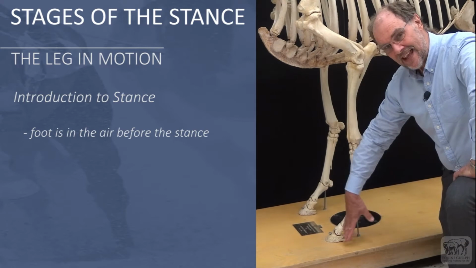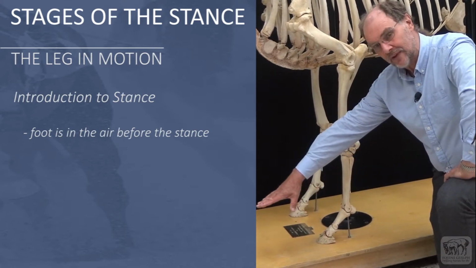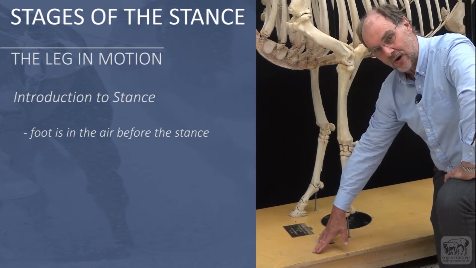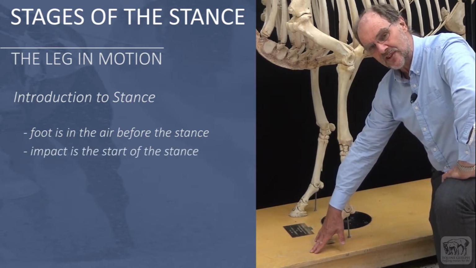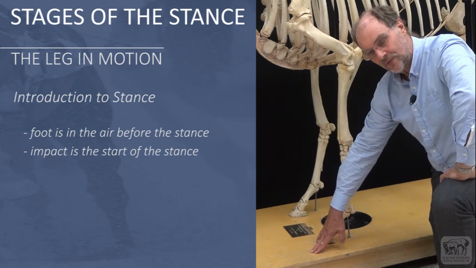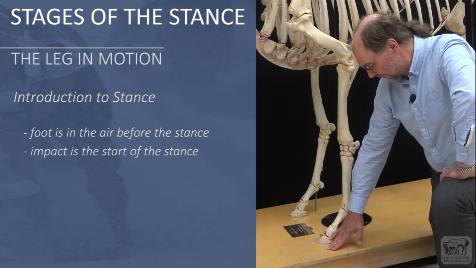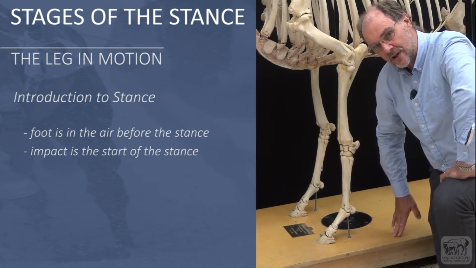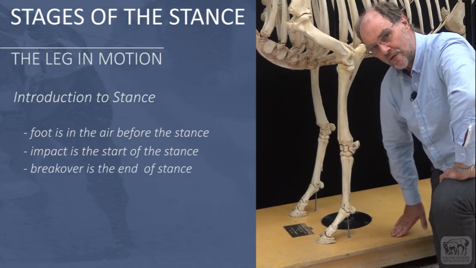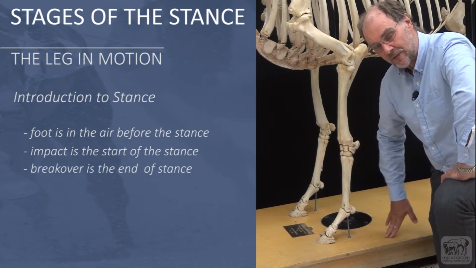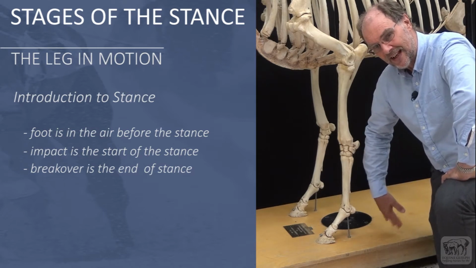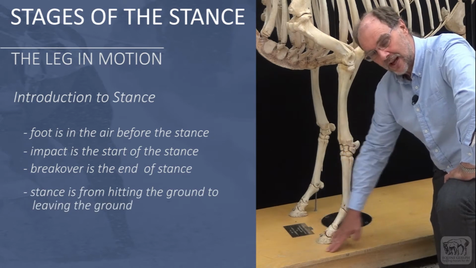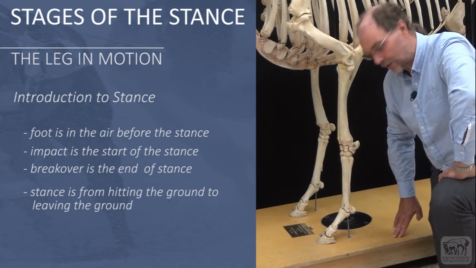When the foot is in the air, coming forwards, it stops, it comes back down, it hits the ground. That's the beginning of the stance or weight-bearing phase. The animal then passes over the leg, effectively comes backwards and then off the ground. As soon as it breaks over, and break over itself is quite important, as soon as it breaks over and leaves the ground, that's the end of the stance. So the stance is from hitting the ground to leaving the ground.